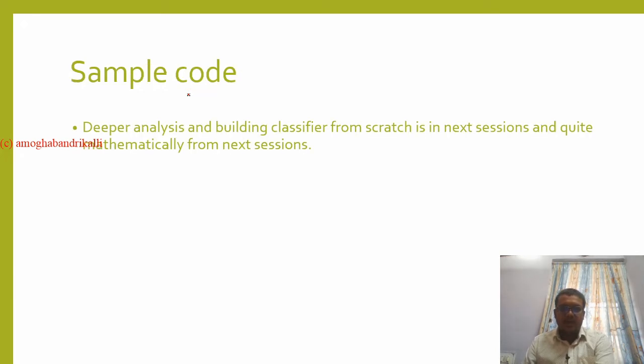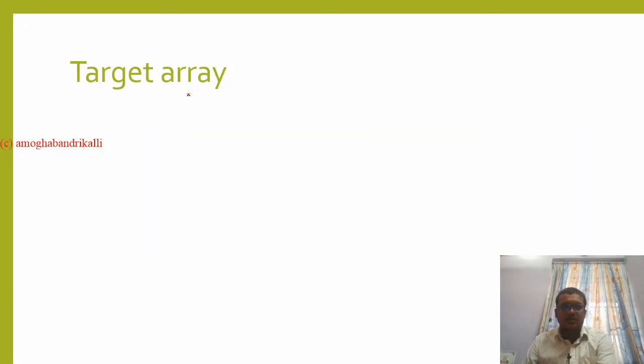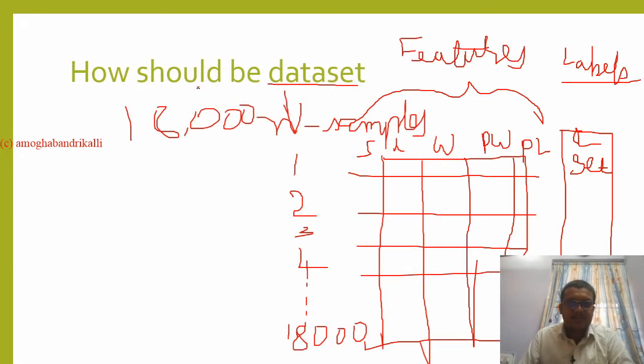We can now see how a data set is provided in a real-time scenario. This is also a real-time application. We are distinguishing different species of iris, which are kind of flowers. How a data set should be presented: the first part will be features. For every sample you have these fixed features.